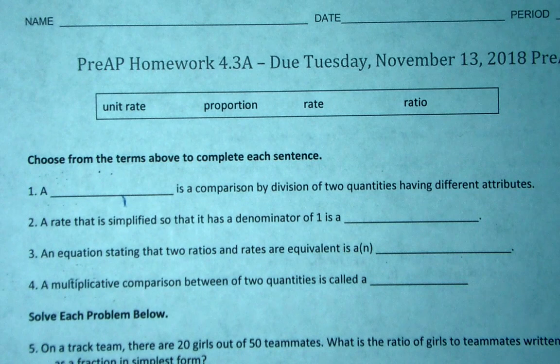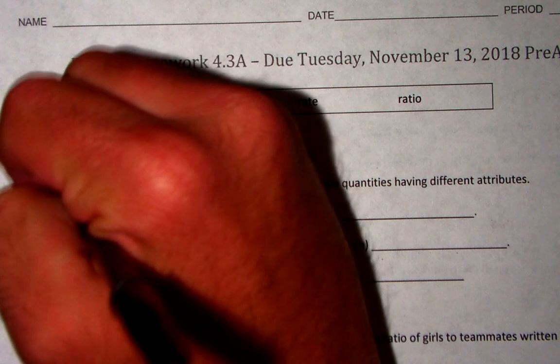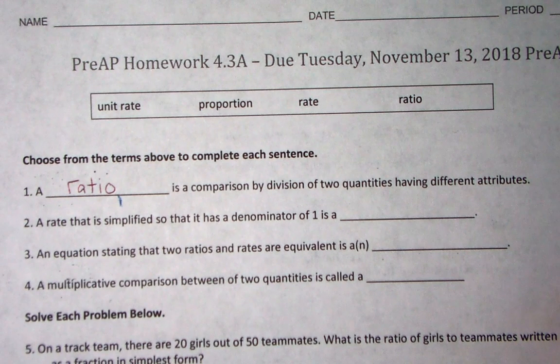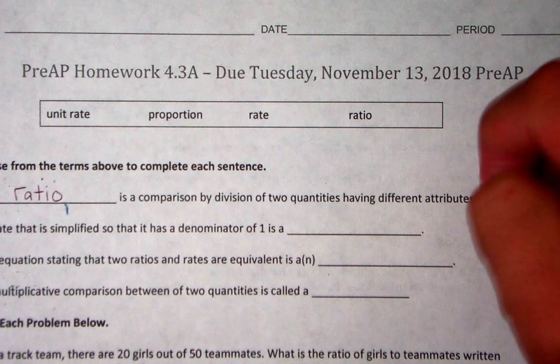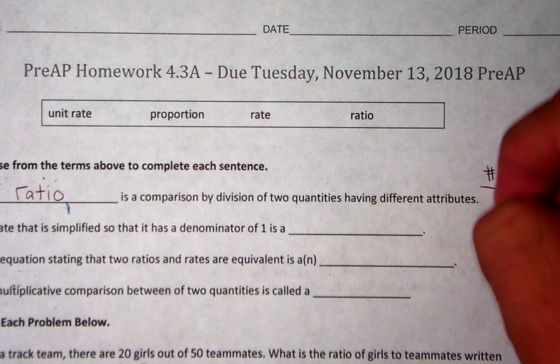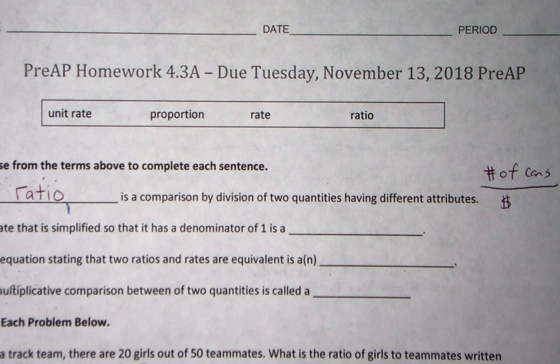Number 1 says, a blank is a comparison by division of two quantities having different attributes. So you are comparing two different things. That is known as a ratio. For example, you could compare the number of cans of green beans you buy versus how much it costs. So you are comparing the number of cans versus the amount of money. Two different things you are comparing.